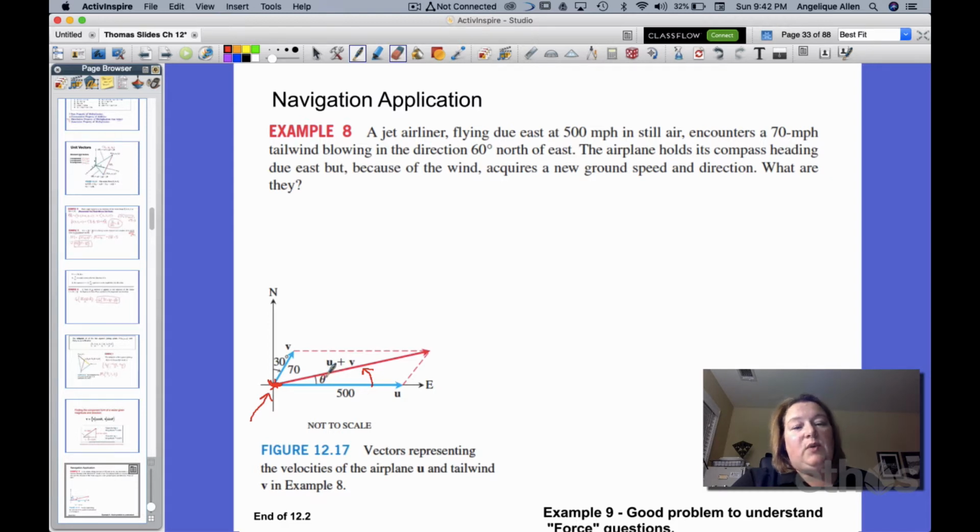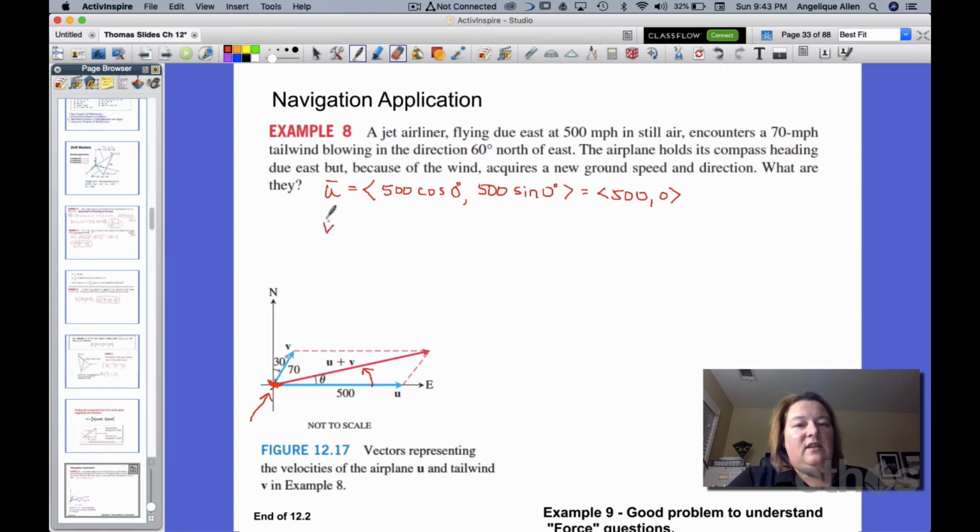So we need to be able to express these vectors, u and v, in component form. So u, they've given us the speed and the direction. So technically, we need the length, 500, times the cosine of theta, 0 degrees, and 500 times the sine of 0 degrees. And that's going to be 500, 0. Now, you probably could figure that out without the trigonometry, but just to show you that it works in all cases.